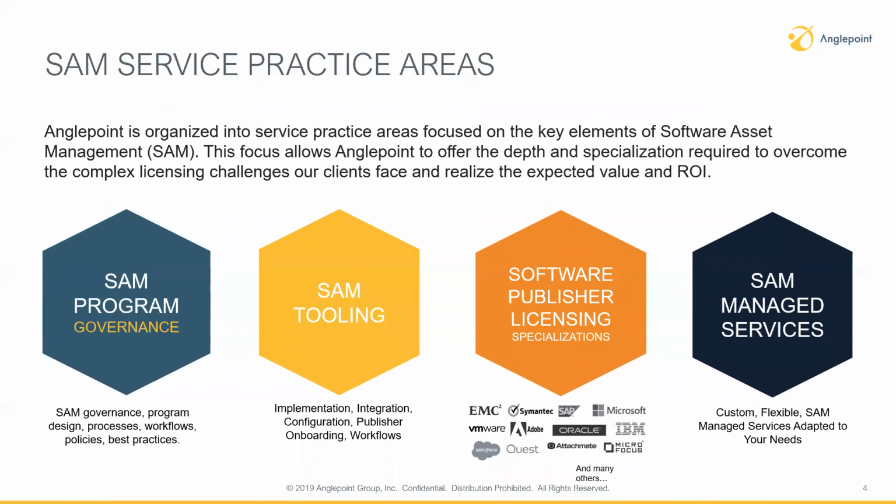And the last shape, the blue shape up there, I keep wanting to say squares, but what is that? That's a six-sided, I'll call it a polygon, but I don't think that's right. Anyway, the SAM managed service, and what that means is, it doesn't mean we're going to go in there and take over, turnkey, and do everything for you.